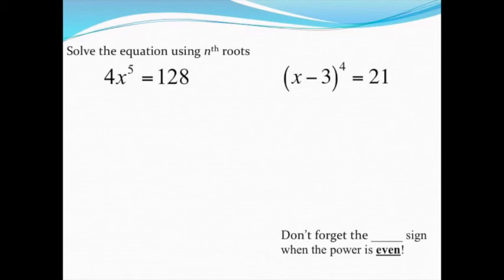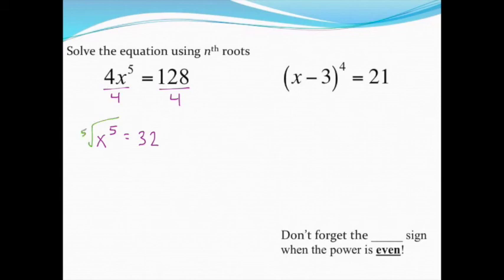So as people usually can figure out, just by looking at this first problem, the first step is going to be to divide by 4, because we want to get that x to the fifth power isolated. So we'll divide both sides of this by 4 and end up with x to the fifth equal to 32. And then to get rid of the fifth power, some people struggle with what to say. They try to say take the square root of both sides, and we're definitely not going to take the square root.